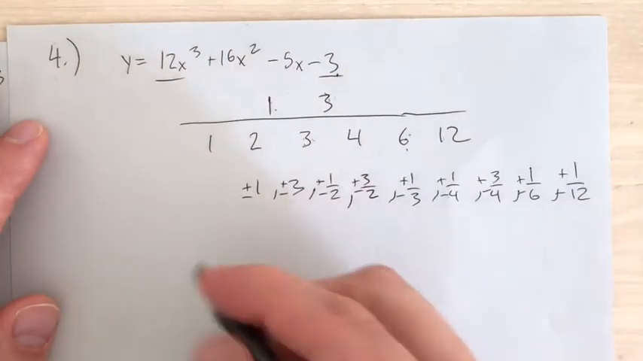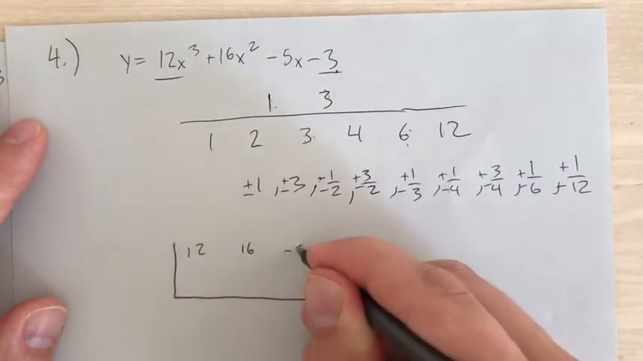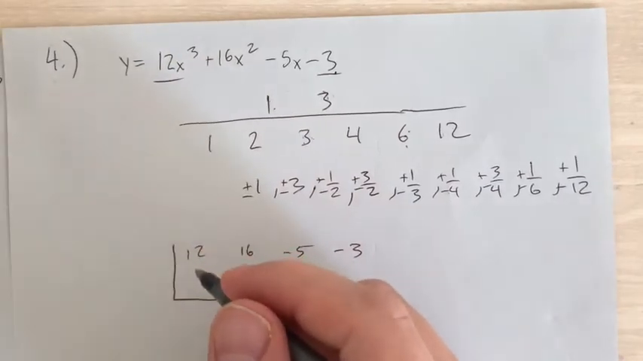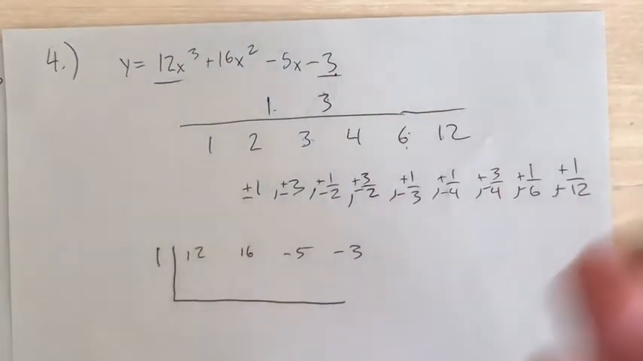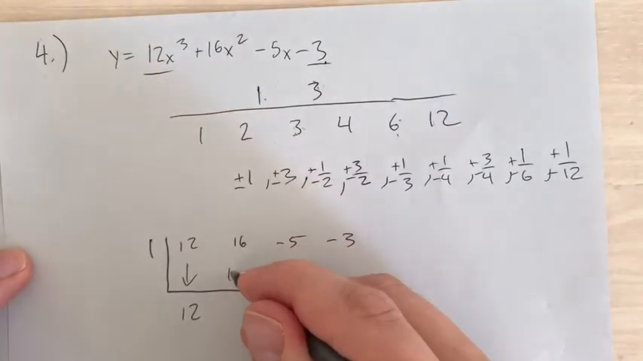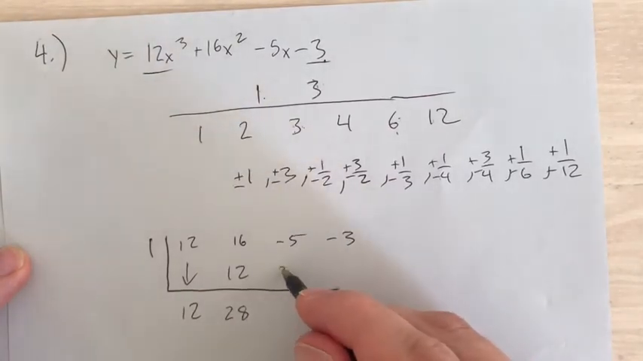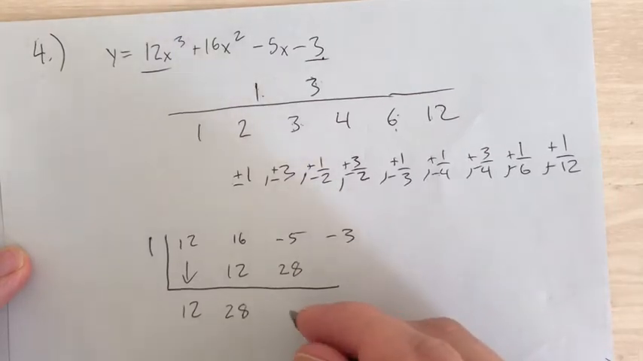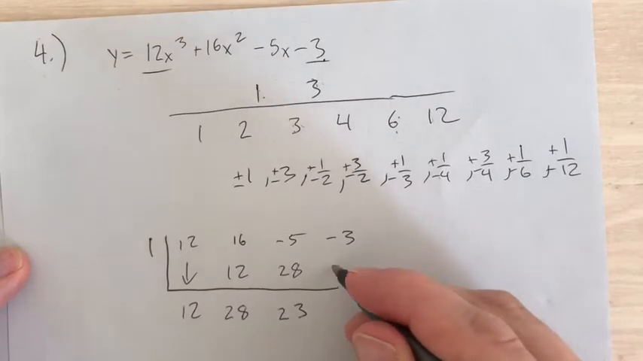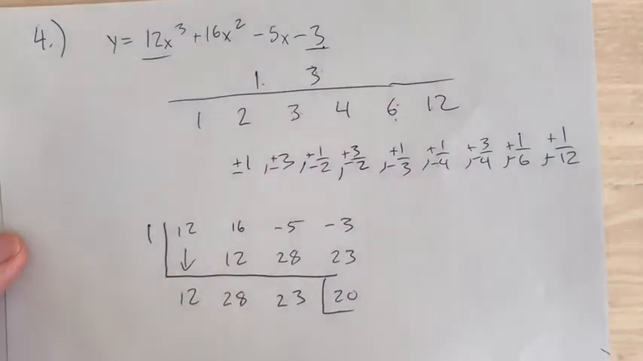So let's start by dividing. So we're going to take this, write it 12, 16, negative 5, negative 3. Let's try, for instance, 1. That's usually what I start with. Drop down this, you get 12. 12 times 1 is 12. 16 plus 12 is 28. 1 times 28 is 28. Negative 5 and 28 is 23. And then 1 times 23 is 23. That's going to be 20. Remainder of 20, that doesn't work.